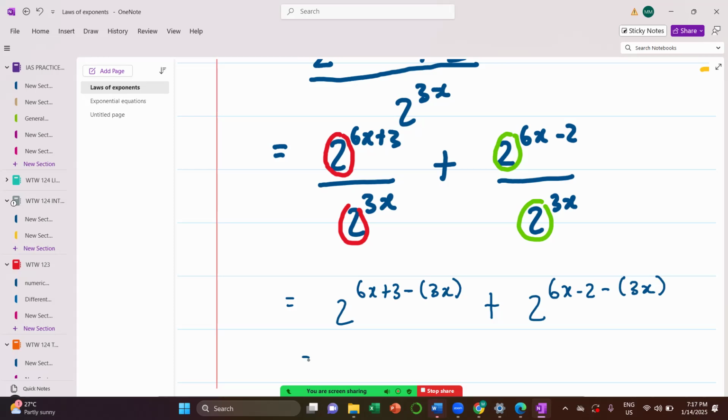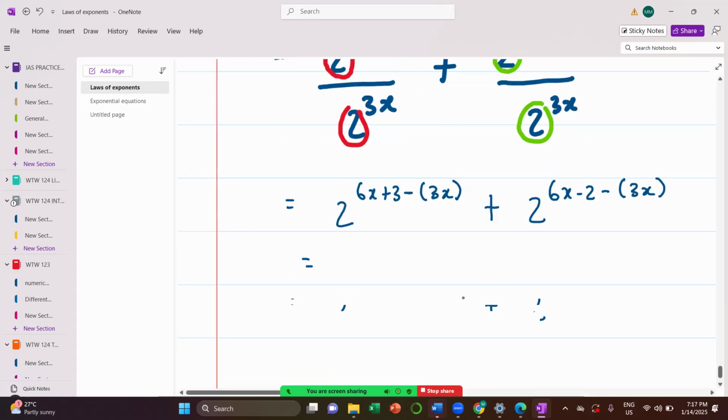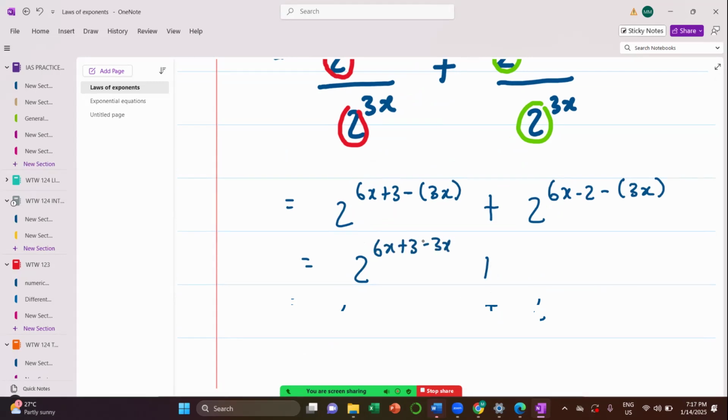Now I just simplify. And so I'm going to have now 2 to the exponent of 6x plus 3 minus 3x, plus 2 to the exponent of 6x minus 2 minus 3x, right? So I'm going to have now 6x minus 3x. It's going to be 2 to the exponent of 3x plus 3.